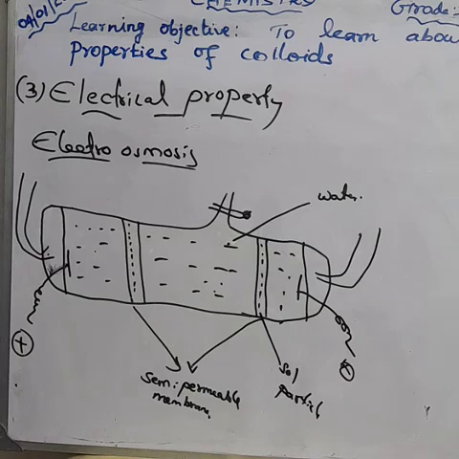Anyhow, the next one is about the electrical property, the Helmholtz double layer. The surface of the colloidal particles adsorbs one type of ion due to preferential adsorption. This layer attracts the oppositely charged ions in the medium. Hence, at the boundary, two electrical layers are set up. This is called the Helmholtz double layer.